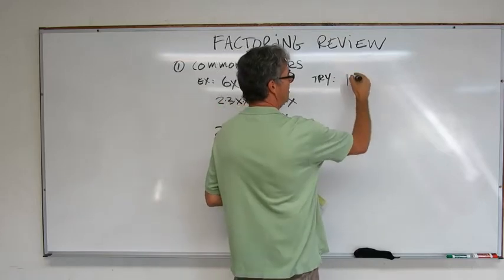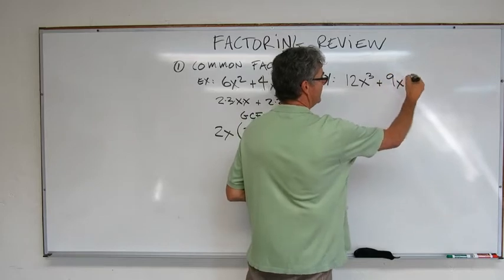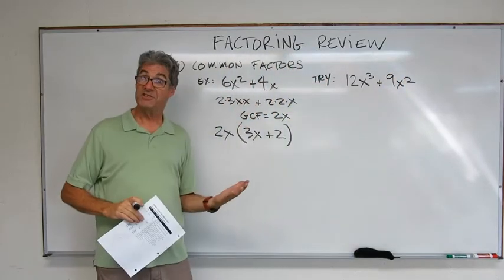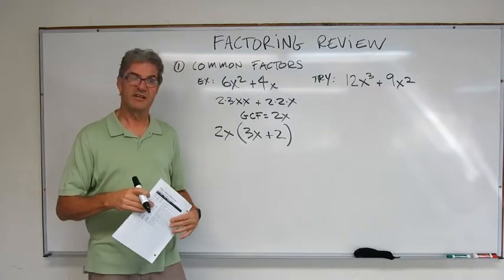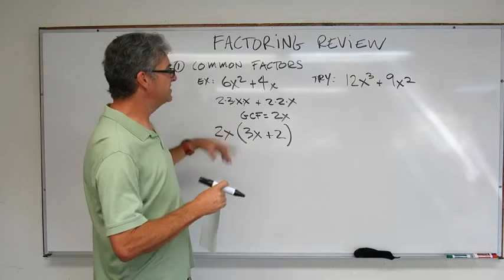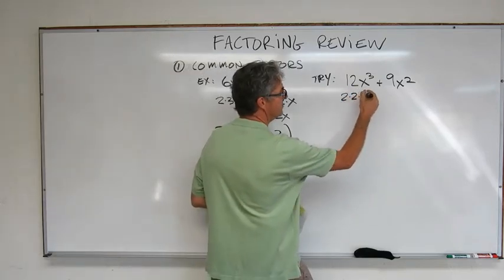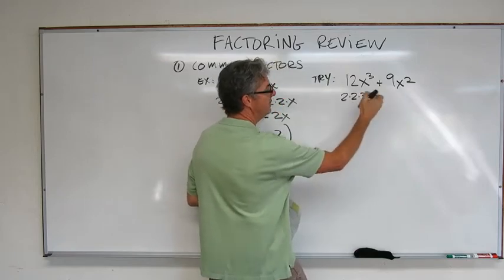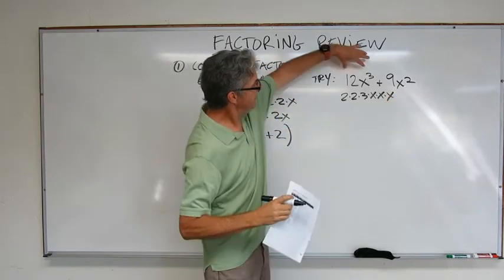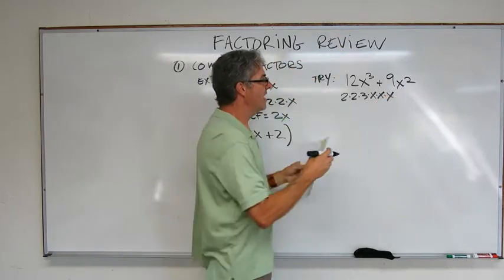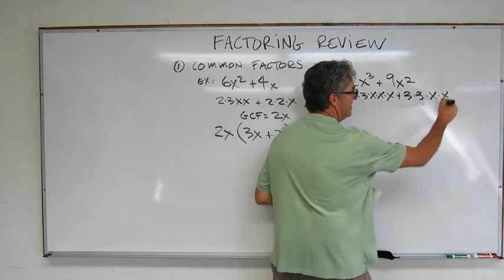Let's try 12x to the third plus 9x squared. Okay? So pause the video, give it a shot. Okay, let's see how you did. All right, so let's do the prime factoring. This would be 2 times 2 times 3. That gets me my 12 times x times x times x. So that's this term. 9x squared is going to be 3 times 3 times x times x.